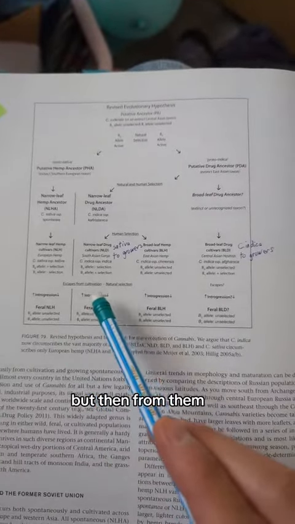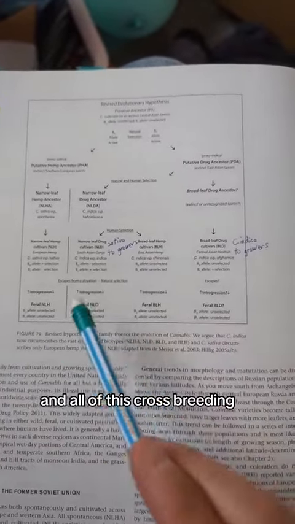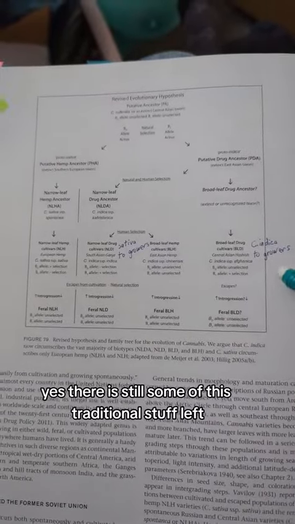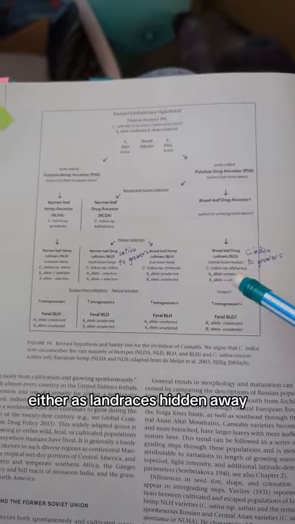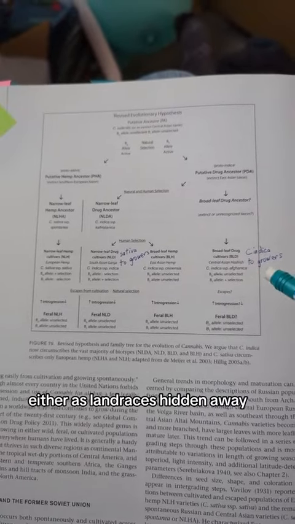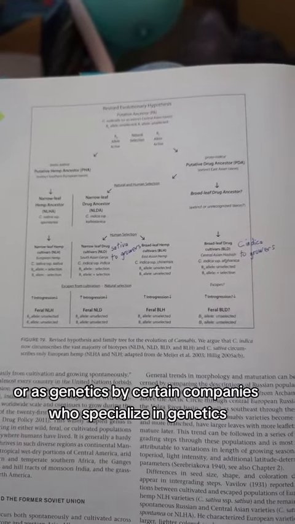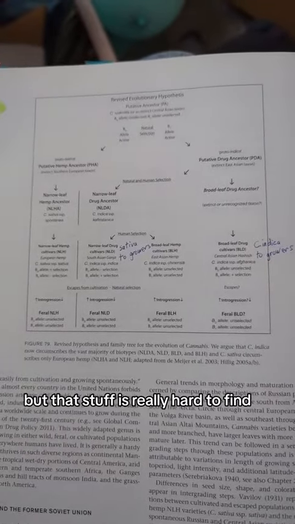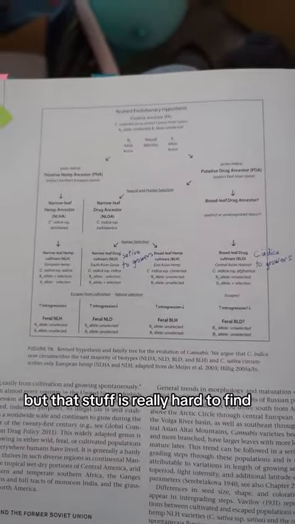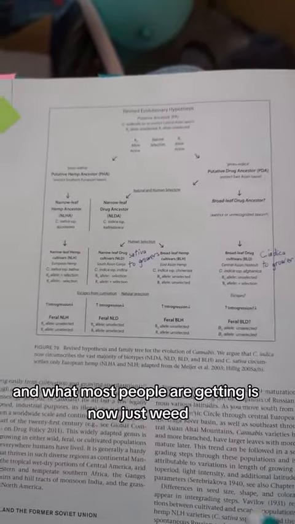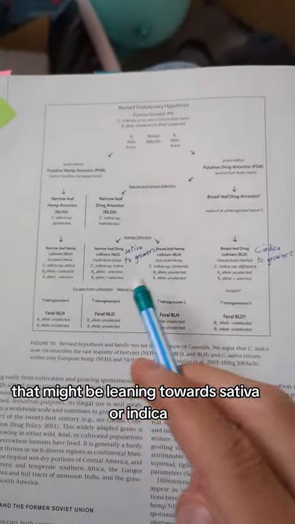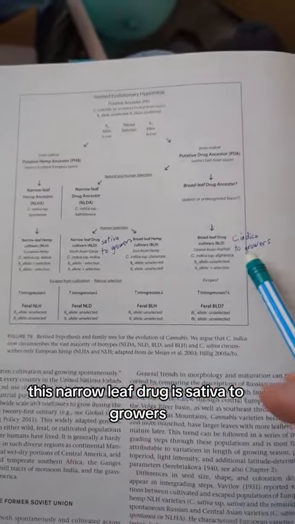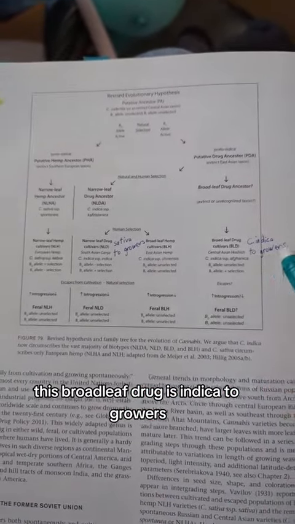but then from them you get ones that escape from cultivation and all of this crossbreeding introgression. And as some of you point out in the comments, yes, there is still some of this traditional stuff left, either as landraces hidden away, or as genetics by certain companies who specialize in genetics. But that stuff is really hard to find, and what most people are getting is now just weed that might be leaning towards sativa or indica. This narrow leaf drug is sativa to growers. This broadleaf drug is indica to growers.